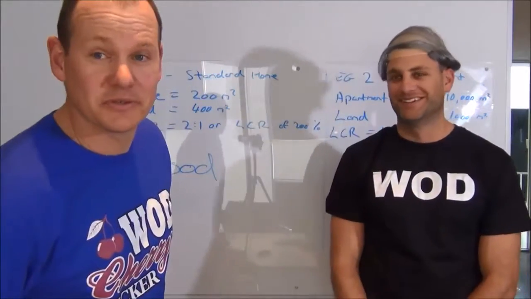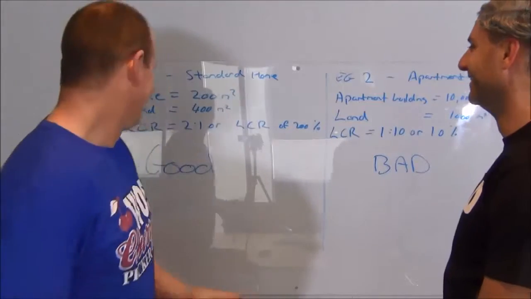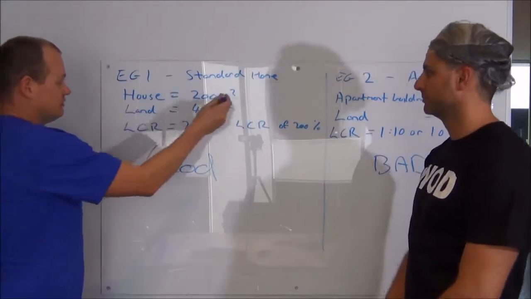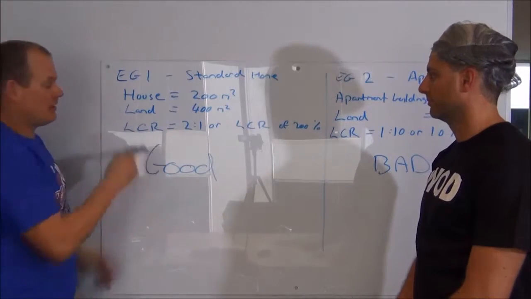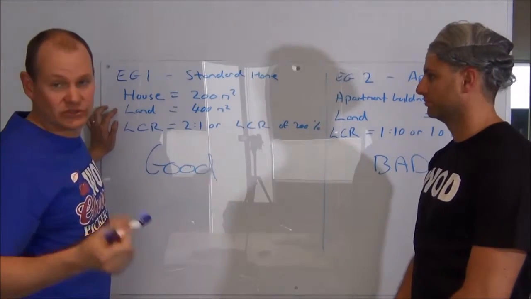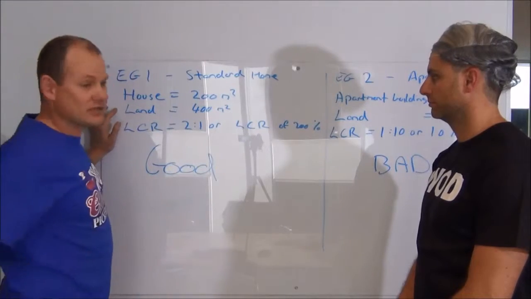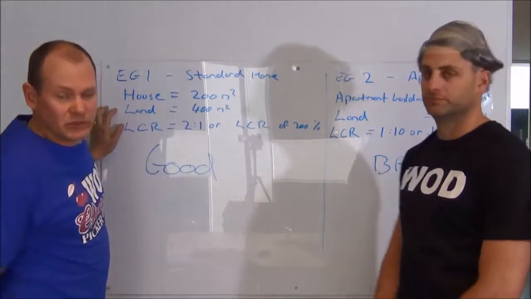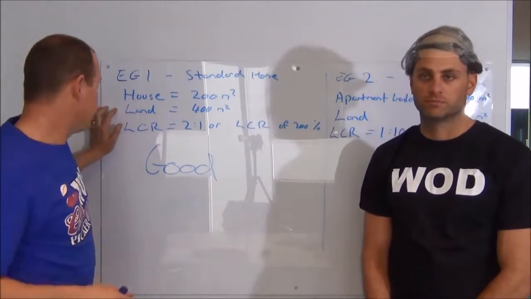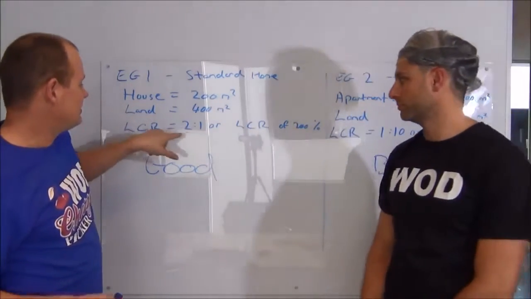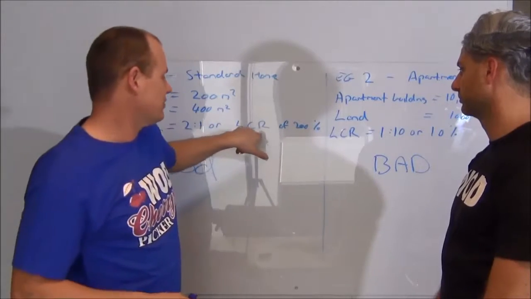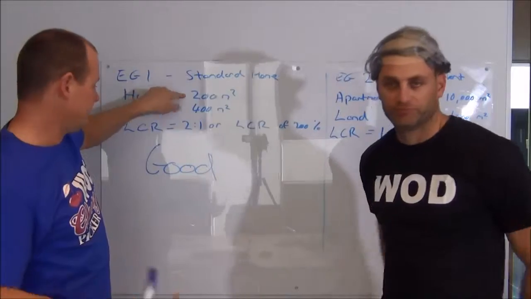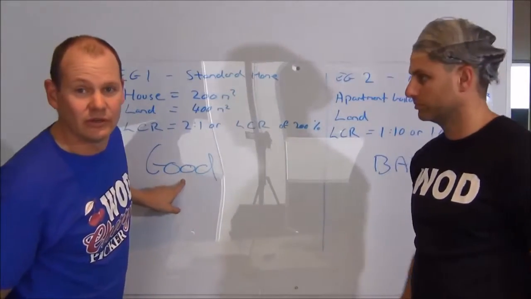Oh, that's interesting. Something I prepared earlier. So let's look at an example, the standard home. The house, 200 metres squared. The average land size in Australia nowadays is around 400 square metres, vastly different to when I was a kid, but that's the reality. I think in Brisbane it's 375 square metres. So the land content ratio in this example is 2 to 1, or 200%. The land is double the building. That's good.